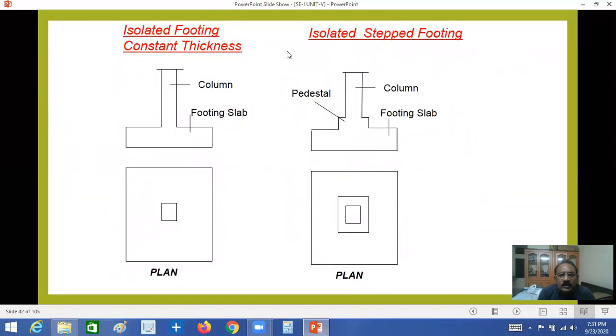Now, these are some examples of isolated footings. Here, if you see, this is isolated footing with constant thickness. This is uniform thickness, right? Isolated footing with constant thickness. Isolated footing with step. See, as explained in the wall footings, the shear and moment will act from the face of the footing.